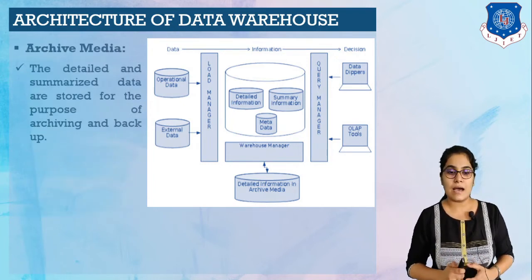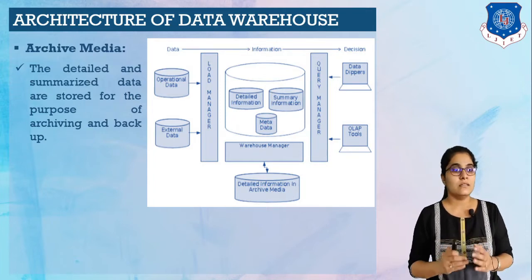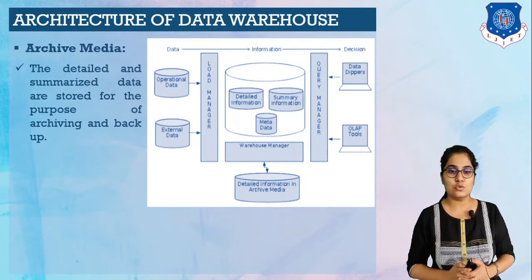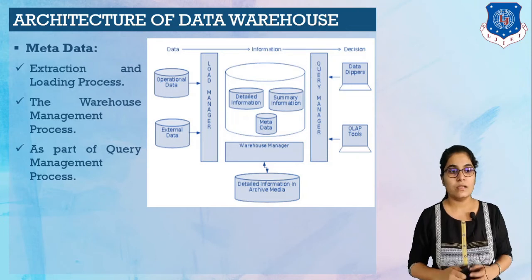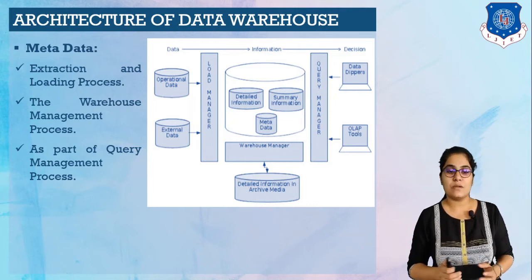Next component is archive media. The detailed and summarized data are stored for the purpose of archiving and backup. Data is transferred to storage archives such as magnetic tapes or optical disks. Next component is metadata. The data warehouse also stores all the metadata definition used by all processes in the warehouse. It is used by a variety of purpose including extraction and loading process, the warehouse management process, and as a part of query management process.